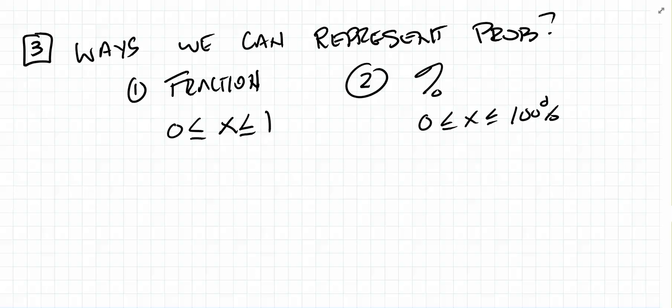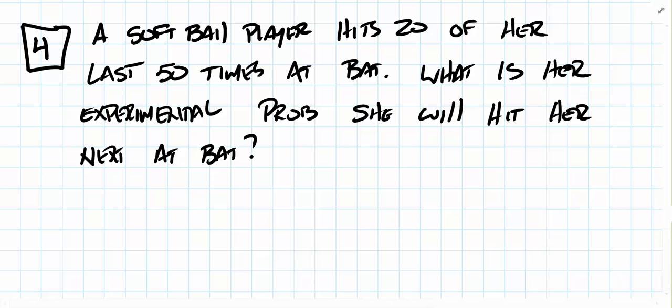Okay? All right, here we go. I wrote the question out. A softball player hits 20 of her last 50 times at bat. What is her experimental probability she will hit her next at bat? 20%. Okay, I want the math behind it.